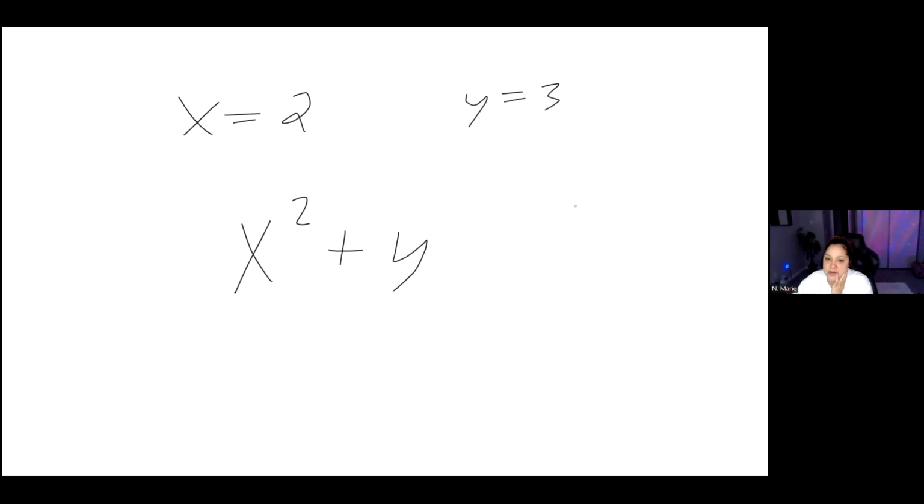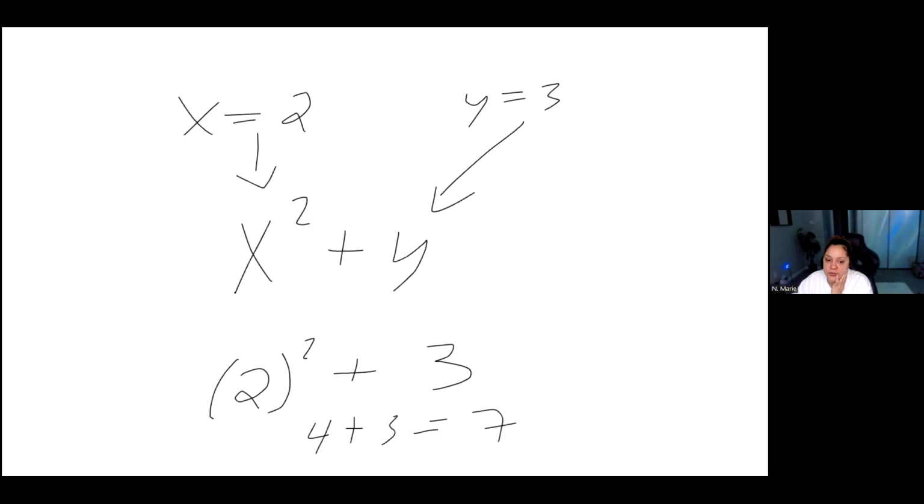And so that's when you're going to plug in a 2 for X and a 3 for Y. And you want to go in PEMDAS order. PEMDAS, we learned order of operations. We went over that last lesson. So exponents first, 2 to the second power is 4, and 4 plus 3 is 7. And so that's how you would evaluate expressions.